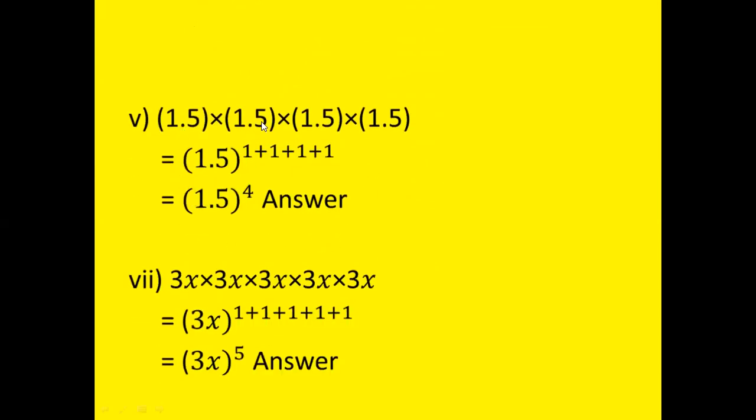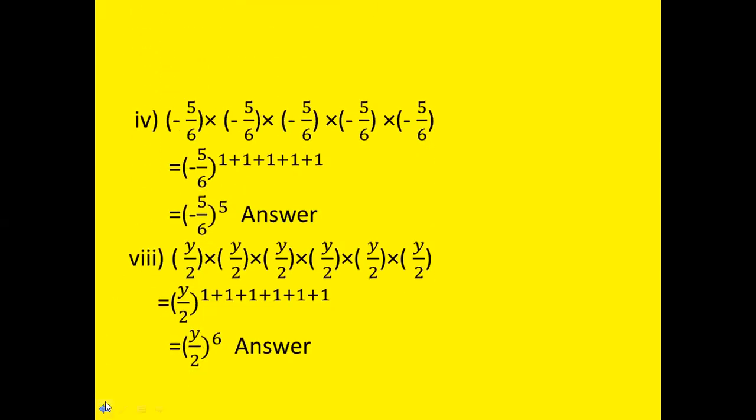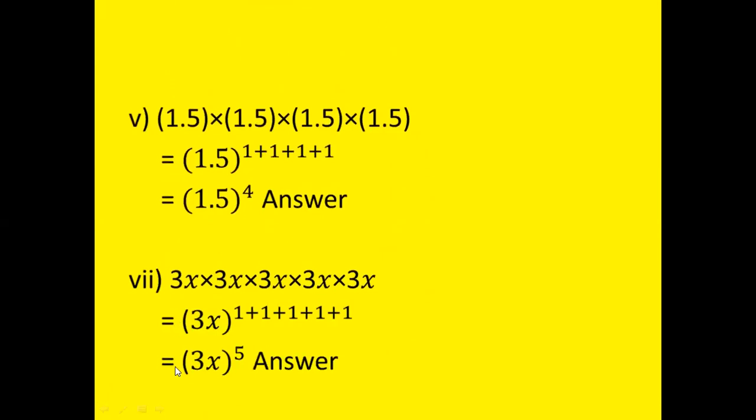Look here, 1.5, 1.5, 1.5. How many 1.5? There are 4. Then the powers are added: 1 plus 1 plus 1 plus 1. Then 1.5 power 4 is the answer. Similarly, next: 3x to the power 1, 3x to the power 1, 3x to the power 1. Here also it is compulsory to put 3x in brackets. Then 1 plus 1 plus 1 plus 1 plus 1 is 5. Then 3x to the power 5. Don't forget to put 3x in brackets, because 3x is repeated 5 times.